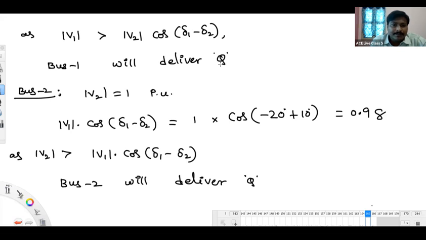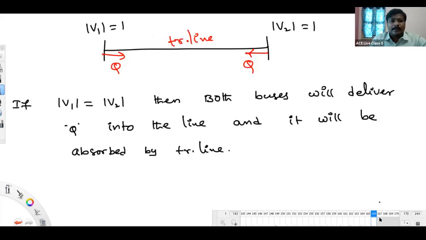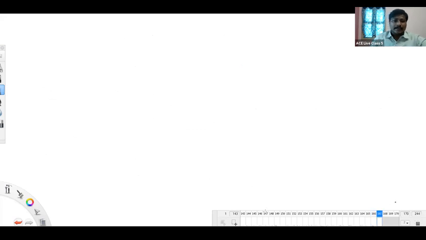Yes, Imtiaz. This is not a midpoint compensation. This Q goes into the inductance of the line. Okay, yes, correct. So I'm moving to the next slide to discuss some more things.